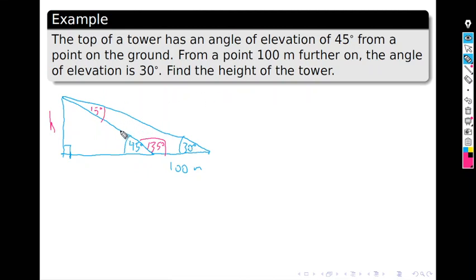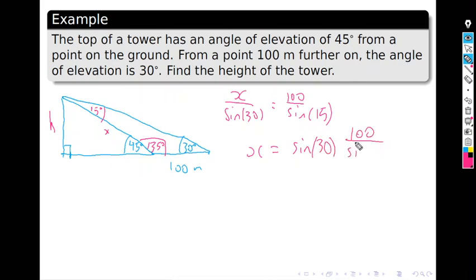So what do we want? We want to get this, so let's call it x. x is opposite 30. So x on sine 30 is equal to this side and its opposite angle, so 100 on sine 15. So x is sine 30 times 100 on sine 15.